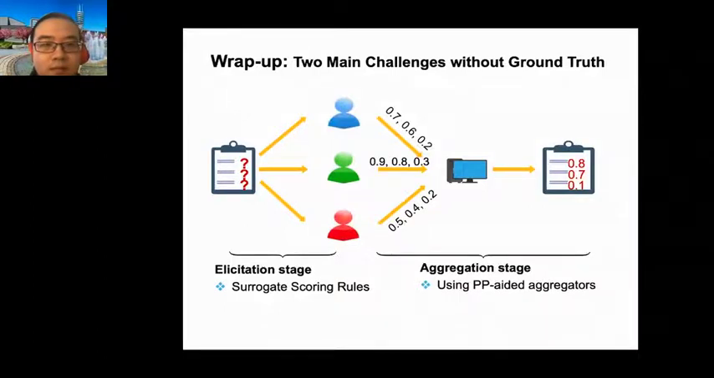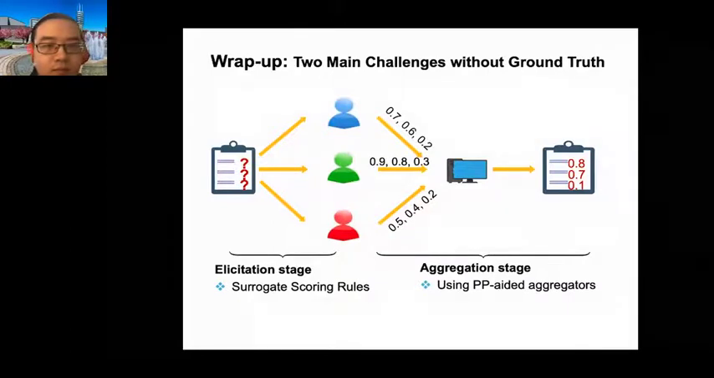Do we have any questions for Mr. Wang? So are there any limitations in these types of algorithms?